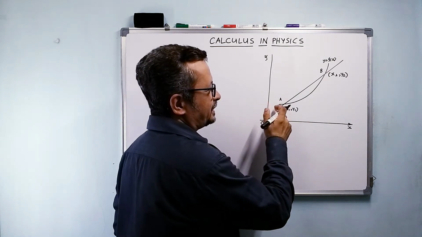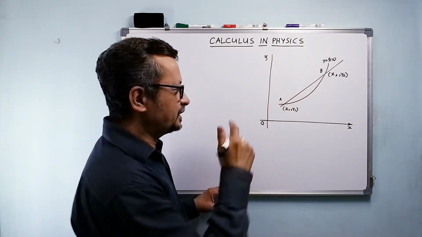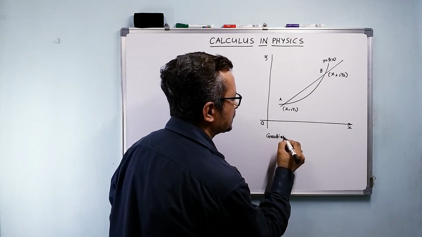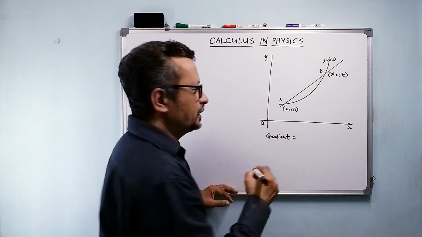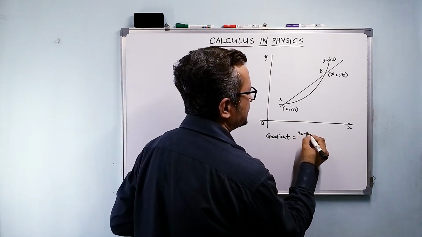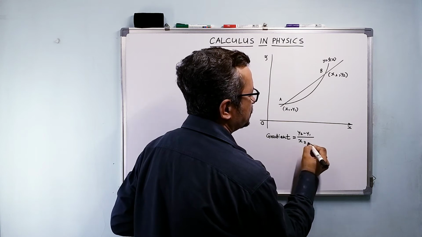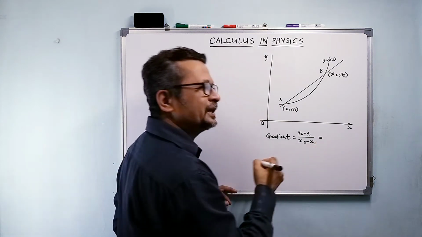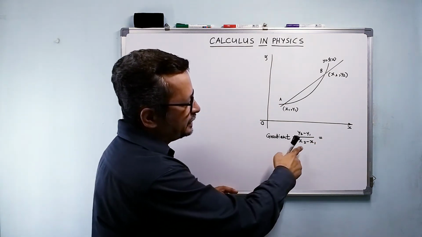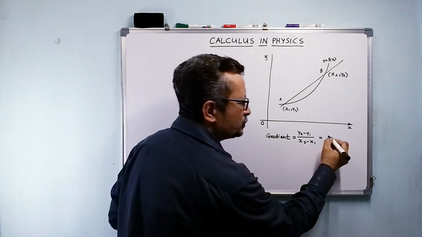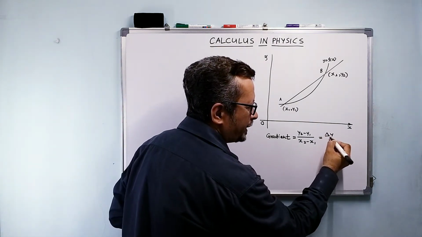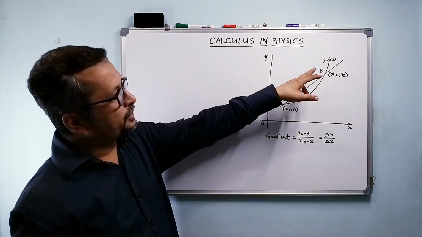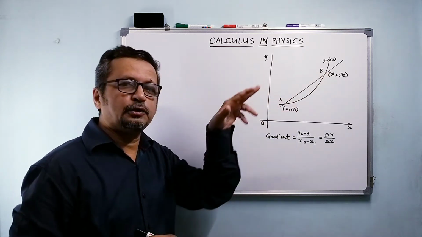So I can say that AB is my secant. Now what is the gradient of the secant? Gradient would be, obviously, y2 minus y1 upon x2 minus x1. Correct? So this is y2 minus y1, that is change in y, and x2 minus x1 is change in x. So I'm going to call this delta y upon delta x.